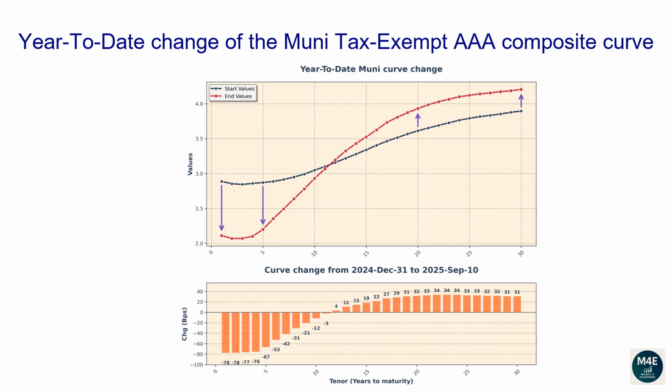The 1-year tenor changed -78 basis points. The 2-year tenor changed -78 basis points. The 5-year tenor changed -67 basis points. The 10-year tenor changed -12 basis points. The 20-year tenor changed 32 basis points. The 30-year tenor changed 31 basis points.